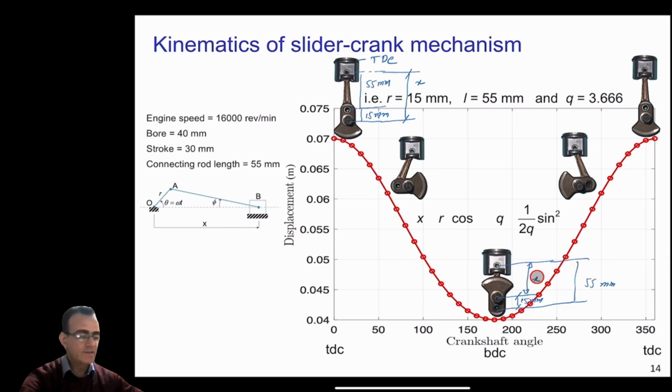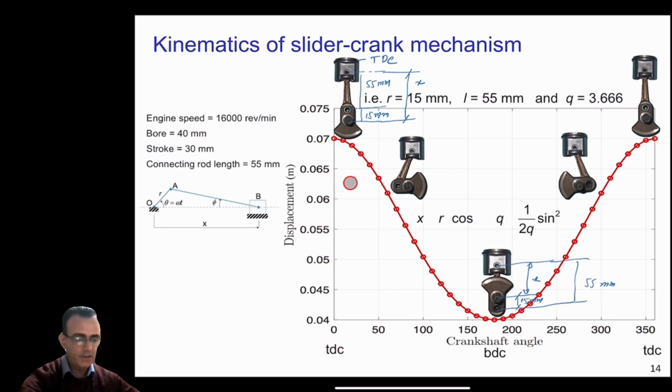In this case, X is now 55 minus 15. So X becomes equal to 40 millimeter or 0.04. And in between, it's changing this way. So this is how X is changing when you change the angle here. So this is our angle, the crankshaft angle, and this is the displacement of the piston.